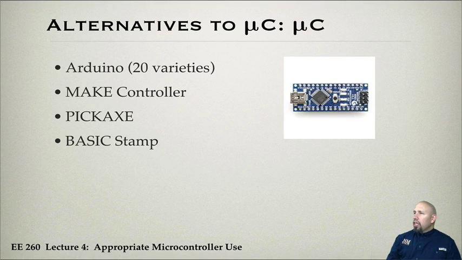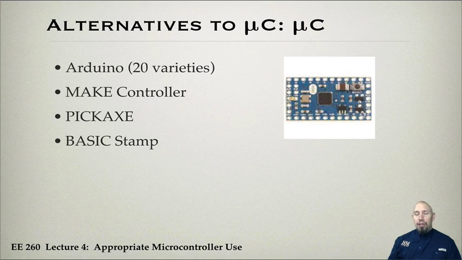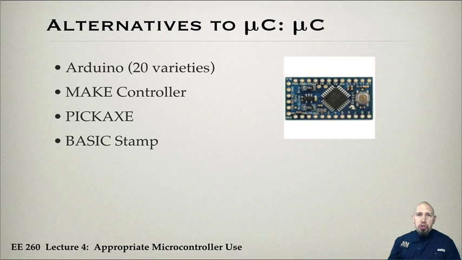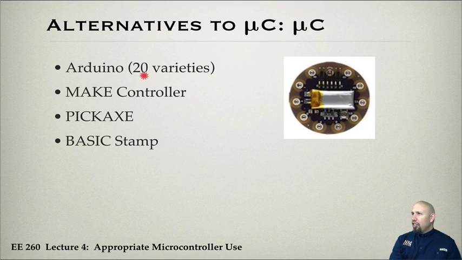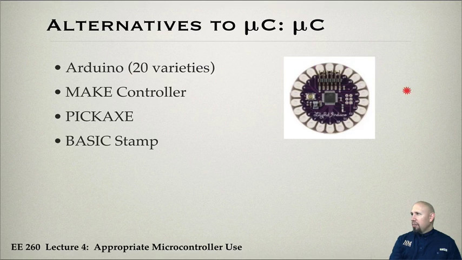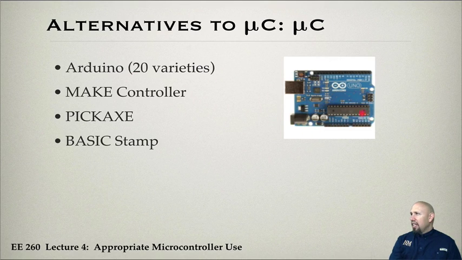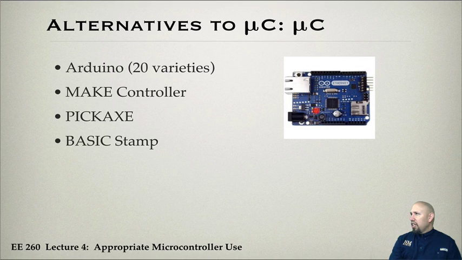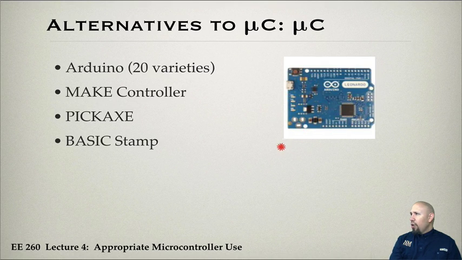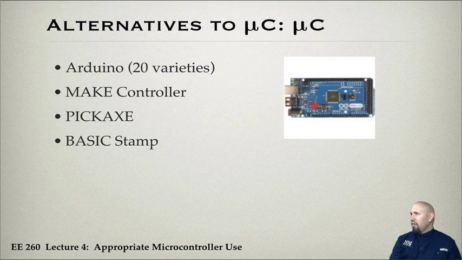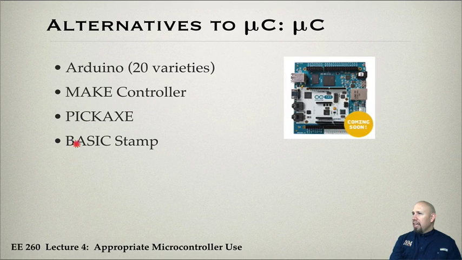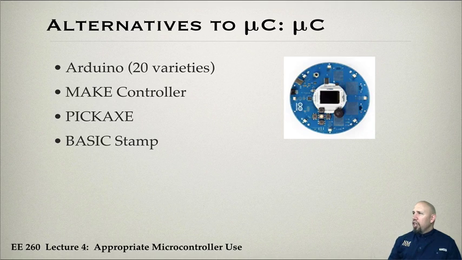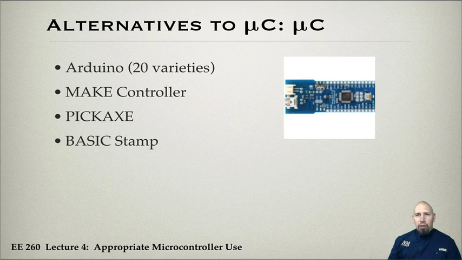Alternatives to a microcontroller. Well, another alternative is a microcontroller, and there are a whole slew of microcontrollers. The Arduino itself has 20 different varieties. Here are some of those varieties. The LilyPad, this is the Uno, here's the Arduino Ethernet, here's the Leonardo, here's the Mega, here's another variation of the Mega, and so forth. 20 different varieties of the Arduino. There's also the Make controller, there's the PICAXE, there's Basic Stamp, there's a whole bunch of different types of microcontrollers.